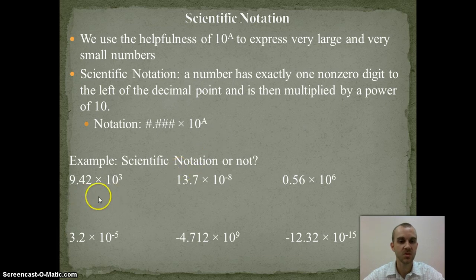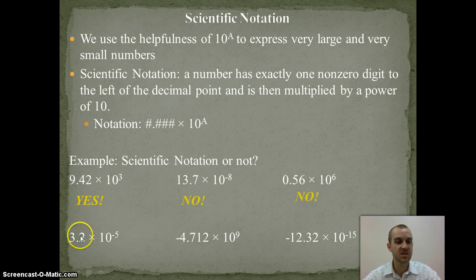So let's look at these numbers and say, are they in scientific notation? 9 and 42 hundredths times 10 to the third? Yes, because there's only one non-zero digit to the left. 13 and 7 tenths times 10 to the negative 8? No, because there's 2 digits to the left and we can only have one. 56 hundredths times 10 to the 6? No, because there's no non-zero digit. It should be 5 and 6 tenths times 10 to the fifth.